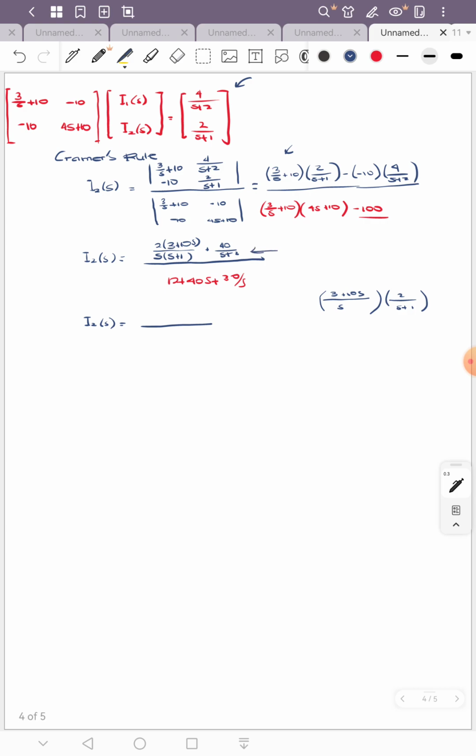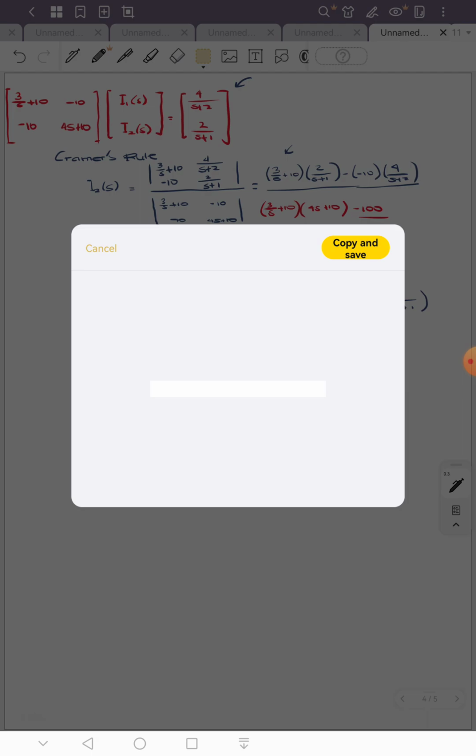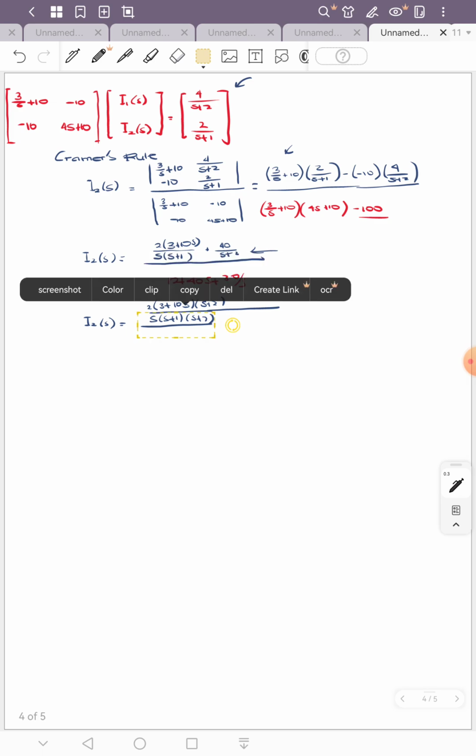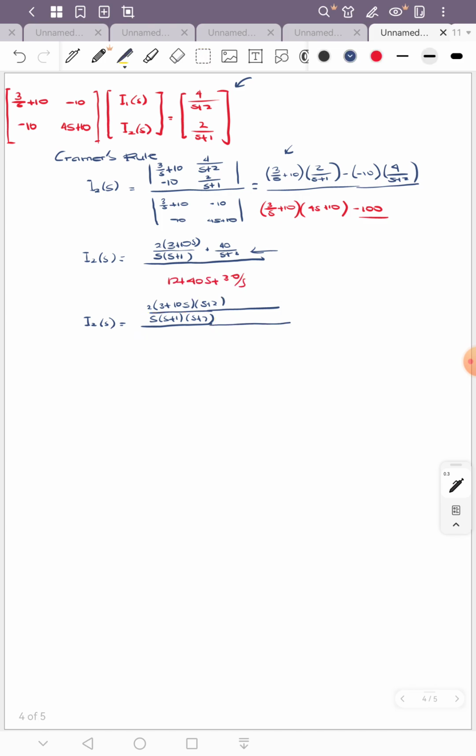let us take the common denominator, S plus 1 times S plus 2, 3 plus 10S times S plus 2, plus 40S times S plus 1, over 12 plus 40S plus 30 over S. Therefore, I2 of S is equal to 12 plus 40S plus 30 over S multiplied by S plus 1, S plus 2.